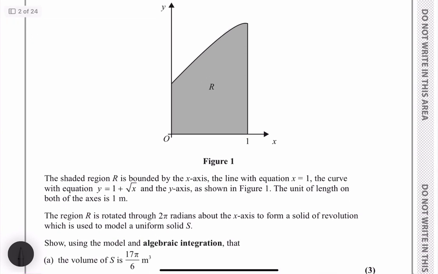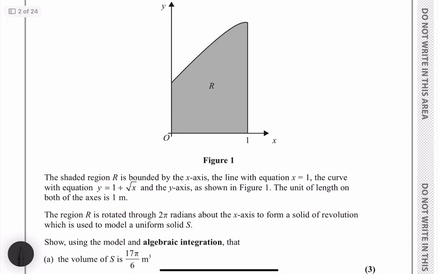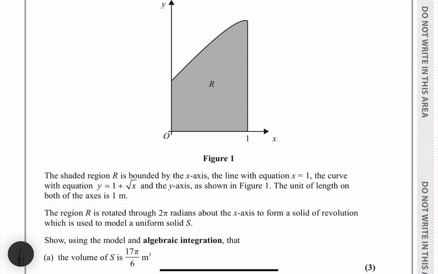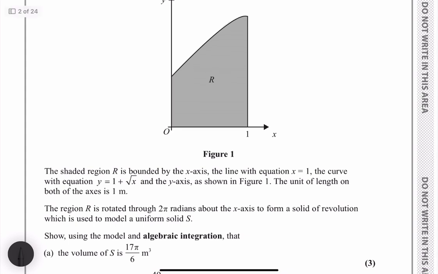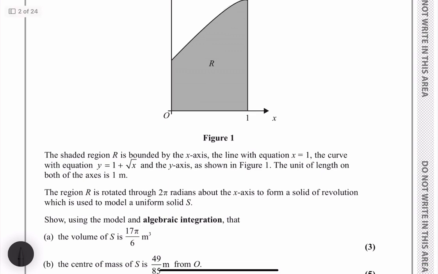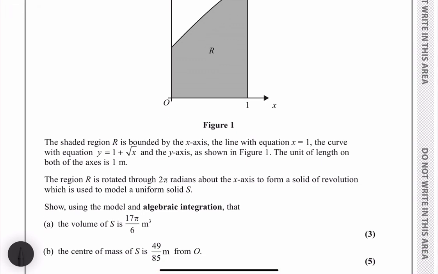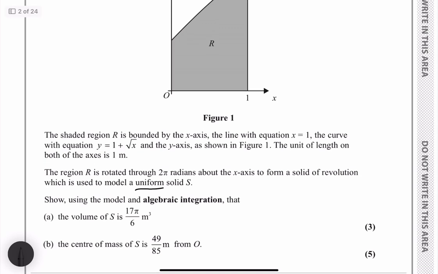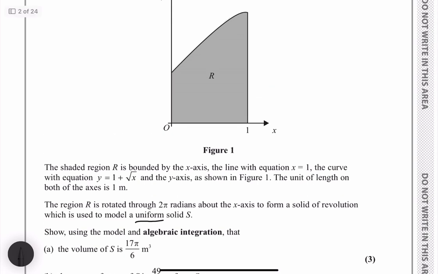Jumping straight in, here we've got a shaded region bounded by the axes, the line x equals 1 and the curve. It's rotated through 2 pi radians about the x-axis to form a solid of revolution, which is used to model a uniform solid S. Show, using the model and algebraic integration, that the volume of S is 17 pi over 6 meters cubed. To do this, we're looking at this bit of line here, which is obviously y, rotated about the x-axis like this to form a disk.